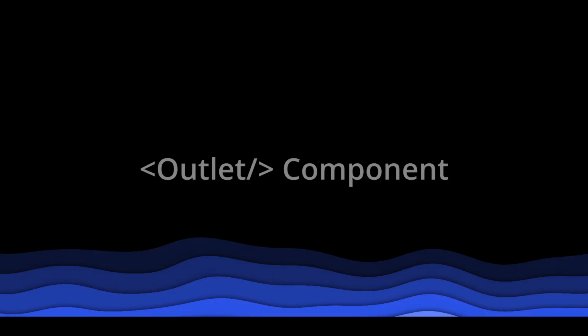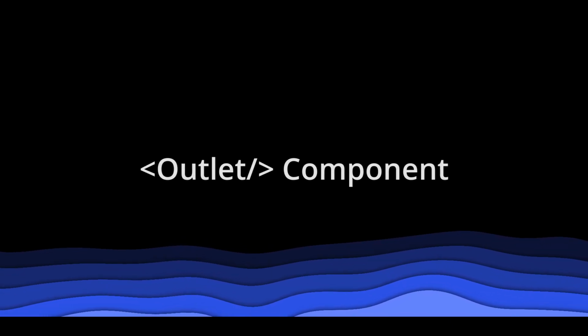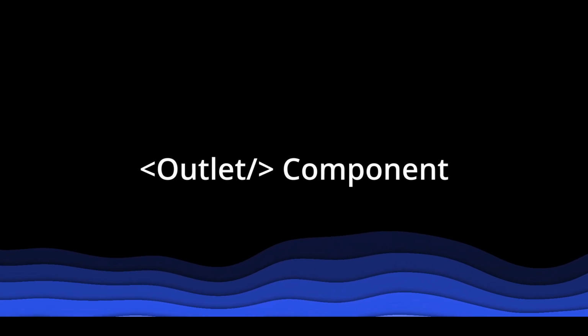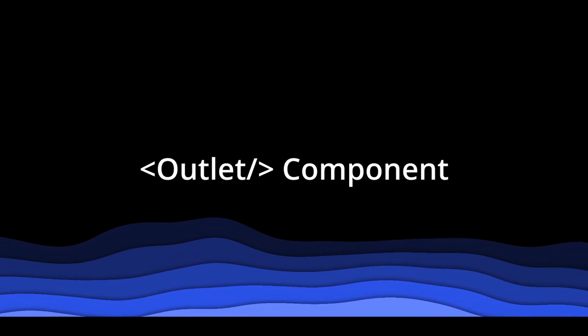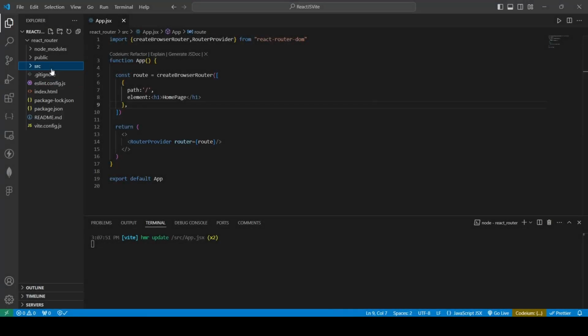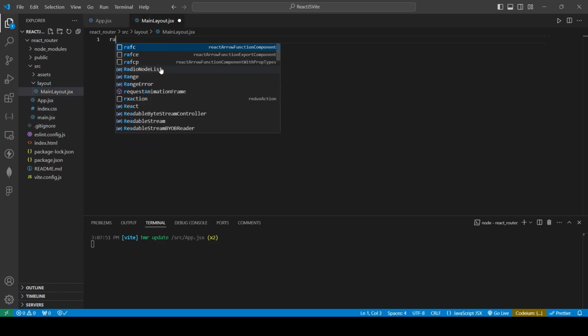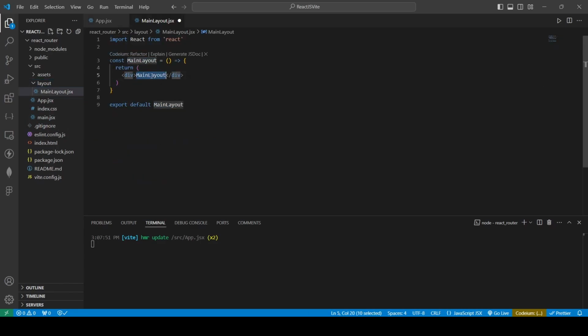If your website has a navbar and footer, which is common for all the pages, then you don't need to define the navbar and footer multiple times. Instead, you can use the Outlet component to make things simpler. In the src directory, create a folder, like layout. You can name it anything you want. And within the layout folder, create a MainLayout.jsx file. Within this file, we define a React component.